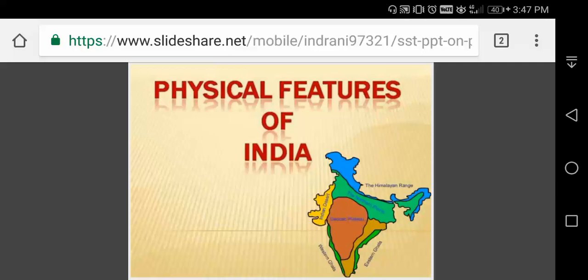Here I am continuing the physical features of India. Last class I gave the location, extent and size of India. I think you understood. Here we are going to discuss the physical features of India.